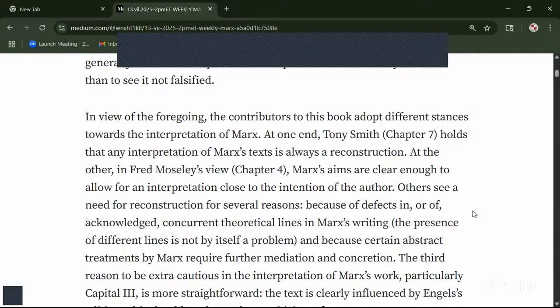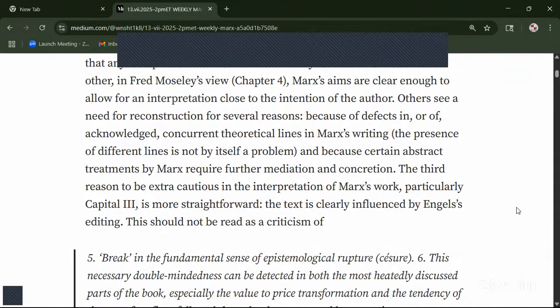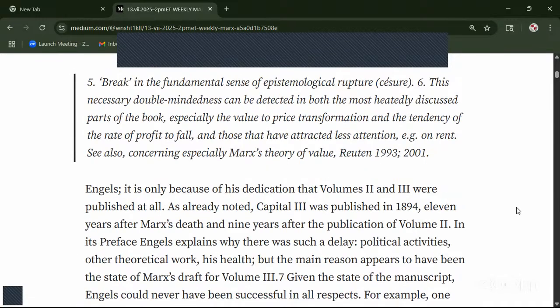The third reason to be extra cautious in the interpretation of Marx's work, particularly Capital 3, is more straightforward. The text is clearly influenced by Engels' editing. This should not be read as a criticism of Engels. It is only because of his dedication that volumes 2 and 3 were published at all. As already noted, Capital 3 was published in 1894, 11 years after Marx's death, and 9 years after the publication of Volume 2. In its preface, Engels explains, and I've included that, why there was such a delay.